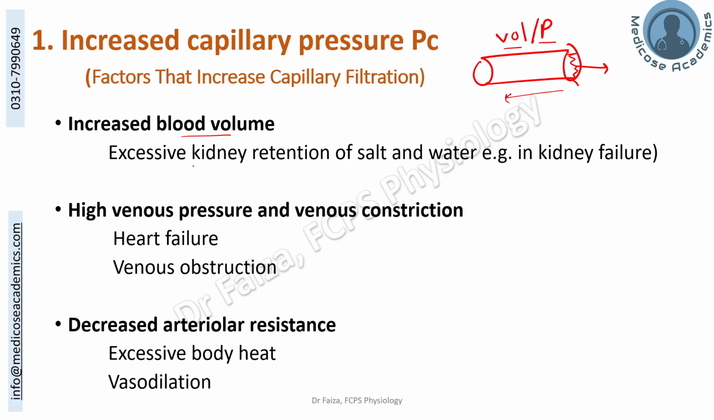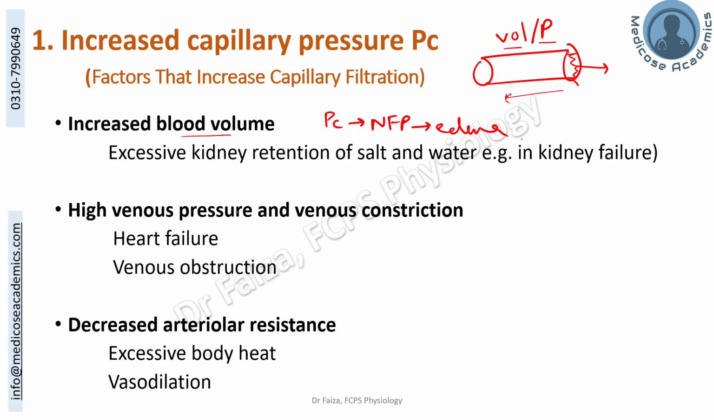So starting from all those diseases in which there is increased plasma or blood volume. For example, in case of renal failure, in case of hyperaldosteronism, in case of cardiac failure, there is going to be excessive fluid retention, and the excessive fluid is going to increase the capillary hydrostatic pressure. Increased capillary hydrostatic pressure means increased net filtration pressure, and that is going to lead to edema.